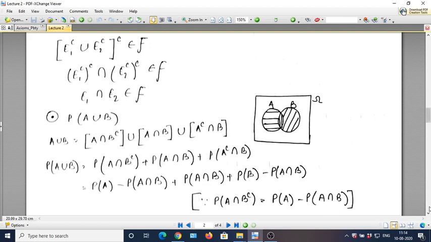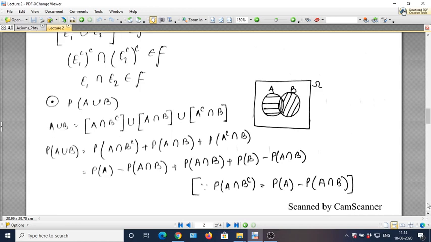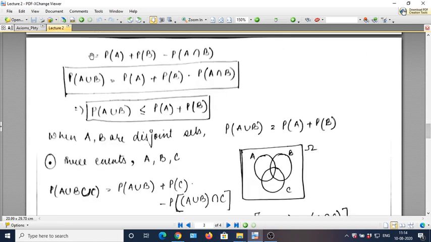Therefore we arrive at one of the most important laws. P of A union B is P of A plus P of B minus P of A intersection B. Okay, then it also follows that in general P of A union B is less than or equal to P of A plus P of B.